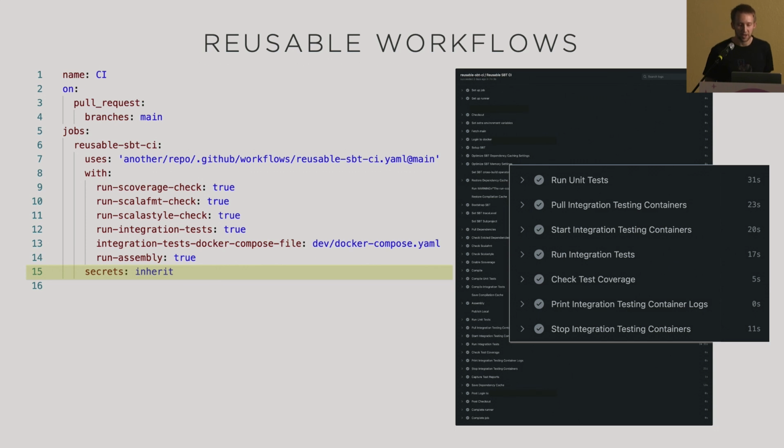And here we're saying that it should inherit the secrets that are available to this outermost workflow. These secrets are used for things like authenticating to our Docker registry or to our artifact repository. And by saying that it can inherit them, we're essentially just giving the reusable workflow permission to access them.